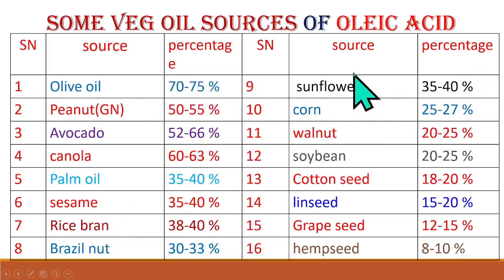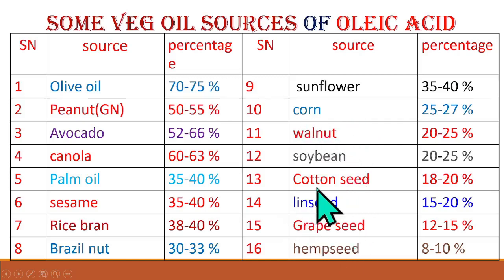These nine oils, starting from olive oil up to sunflower oil, contain nearly 35 to 40% or more oleic acid. Then comes the next, corn oil, that contains 25% to 27%. Next, walnut, that contains 20% to 25%. Next, soybean oil, 20% to 25%. These three oils, corn, walnut and soybean oils, contain 20% to 27% of the oleic acid.